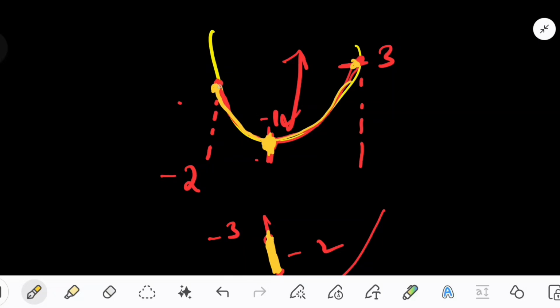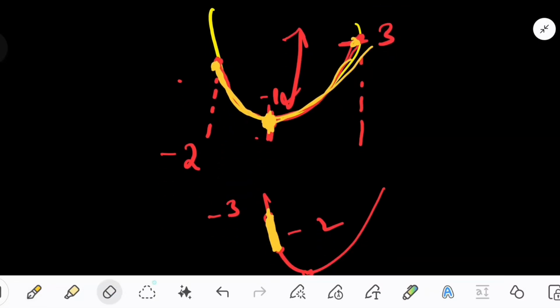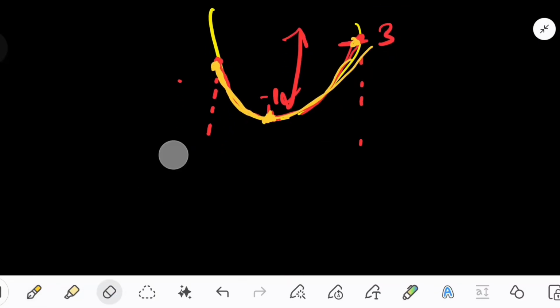Because we know that it is not a monotonic function. It is a non-monotonic function. It is first decreasing, then increasing. So that is why there will come a point where it will have a maxima or minima, right? It depends. So let me explain the question now.